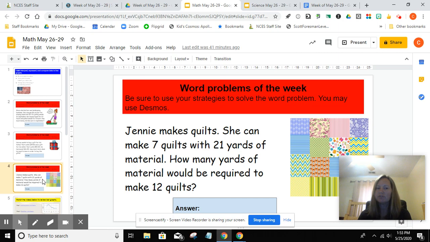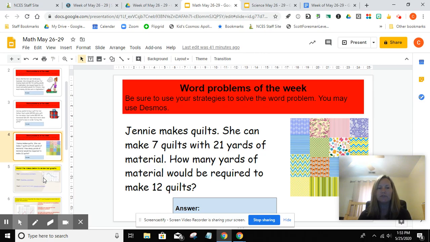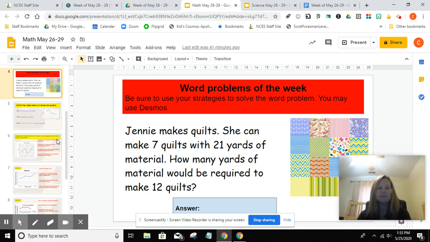Be sure you're picturing what is going on. You may even want to do a little drawing of what is going on in the story, because that's what word problems are. They're basically stories, and you're trying to solve the story. Make sure you think about what the question's asking and what's really going on in that story.